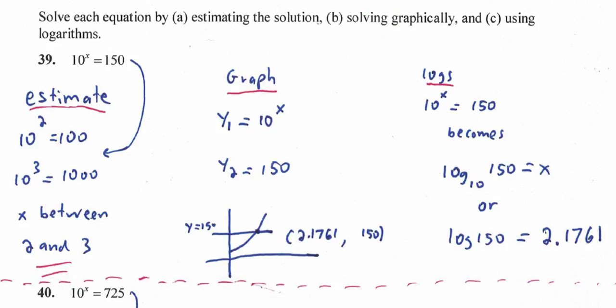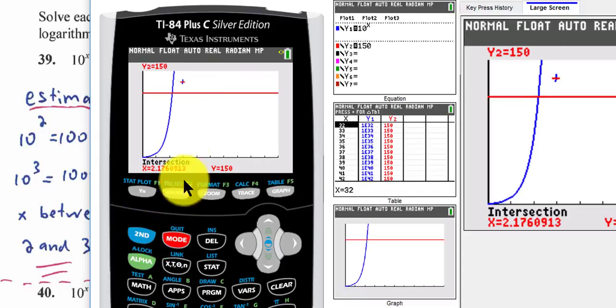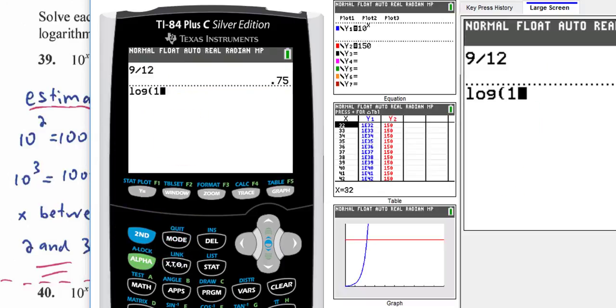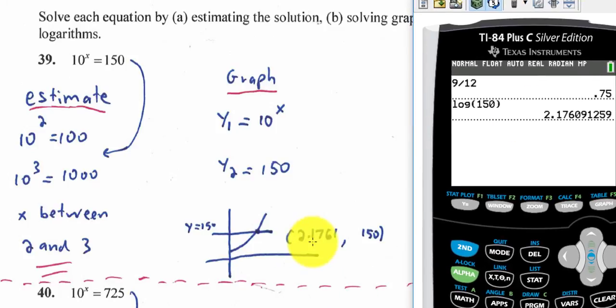Next, let's solve the problem using logarithms. Remember, we learned that we can rewrite an exponential function as a logarithmic function. The base of my exponent is 10, so the base of my log is 10. So I write log base 10. The exponent is free, and we bring in the 150. So I can write log base 10 of 150, and our calculator is in base 10, so I can simply enter log of 150. If I press second mode to get out, and I press log 150, and then press enter, I get 2.17, which is the same answer we had when we did graphing.